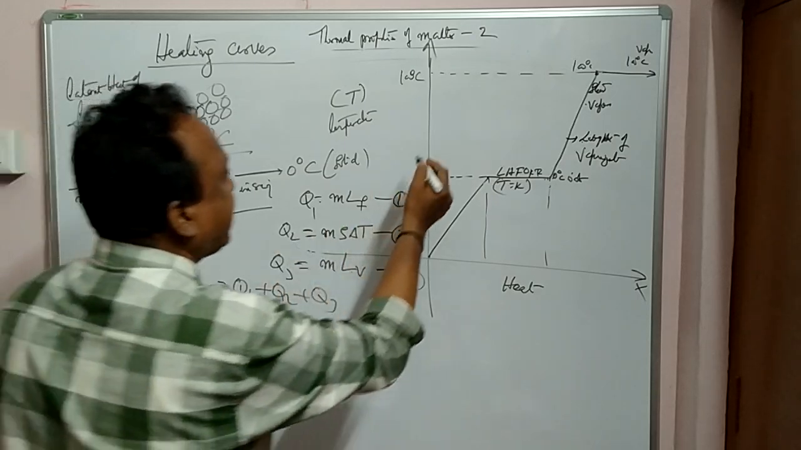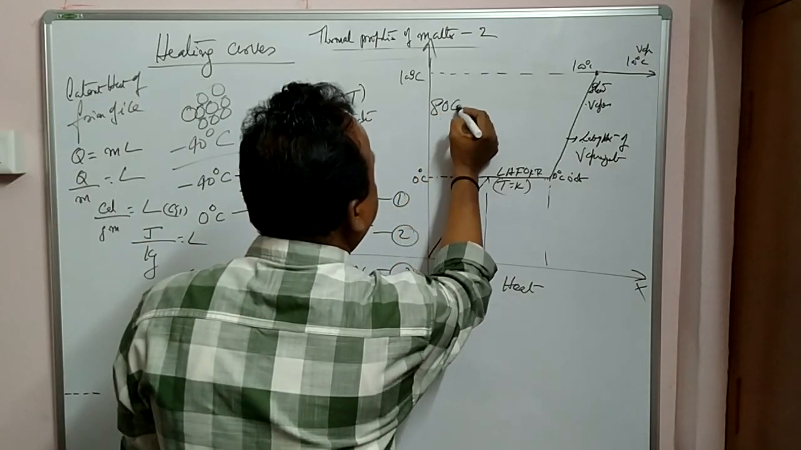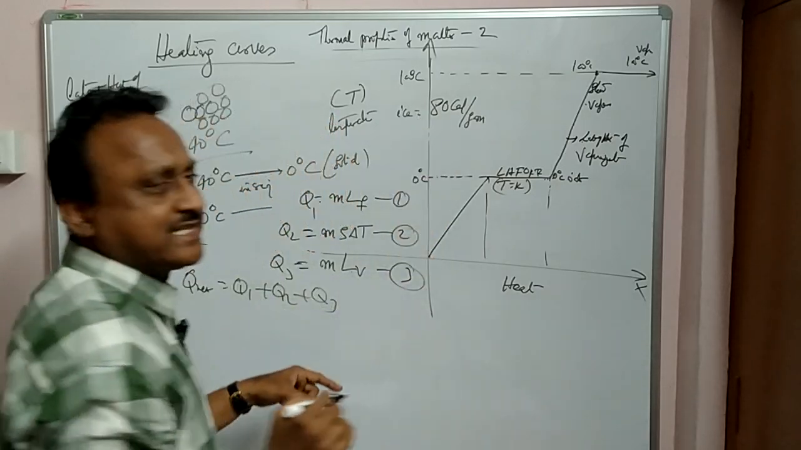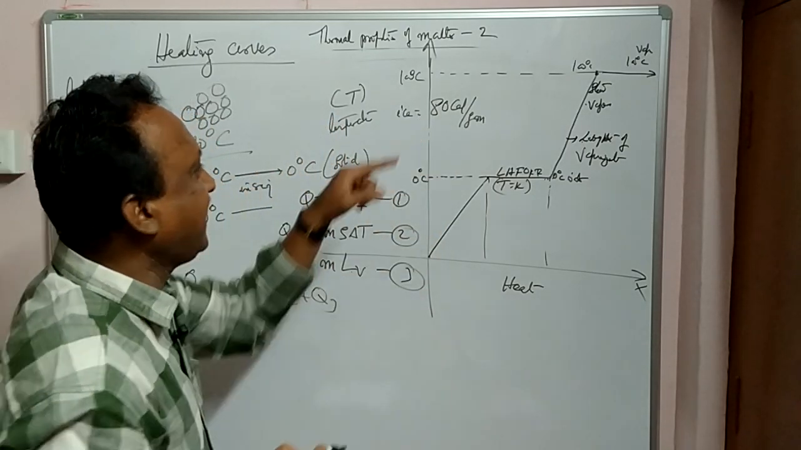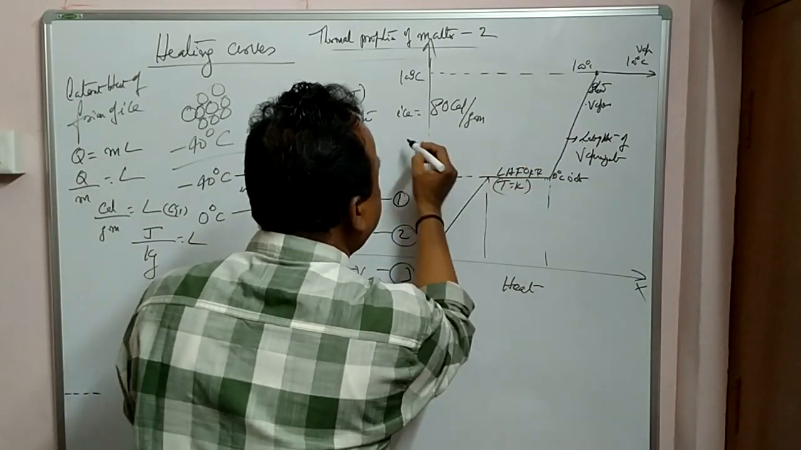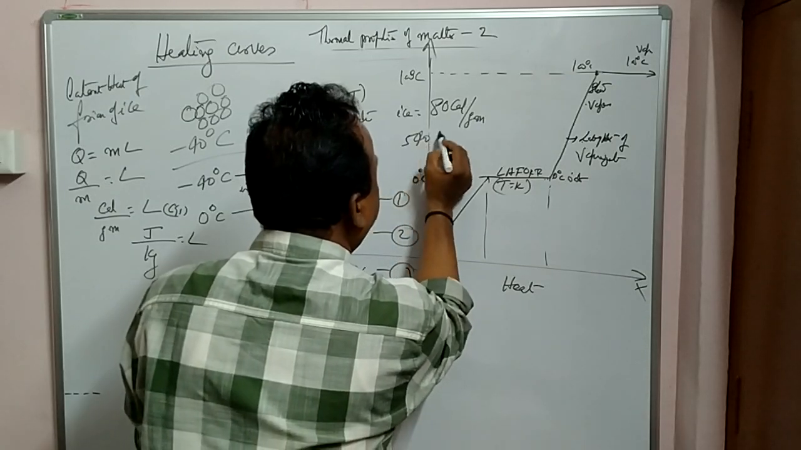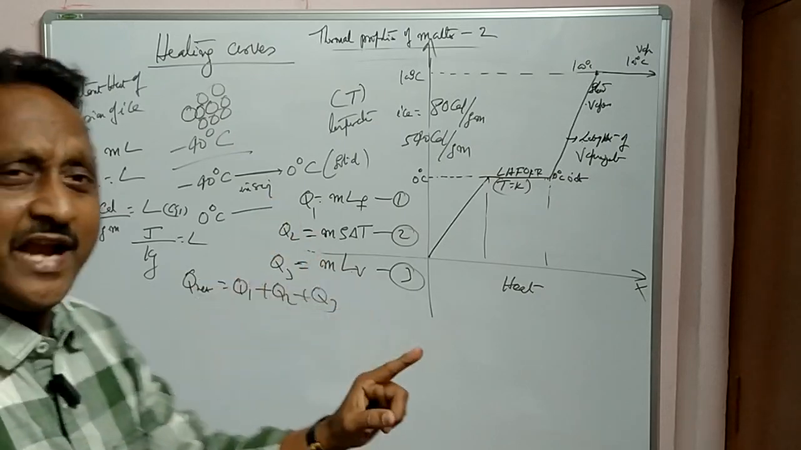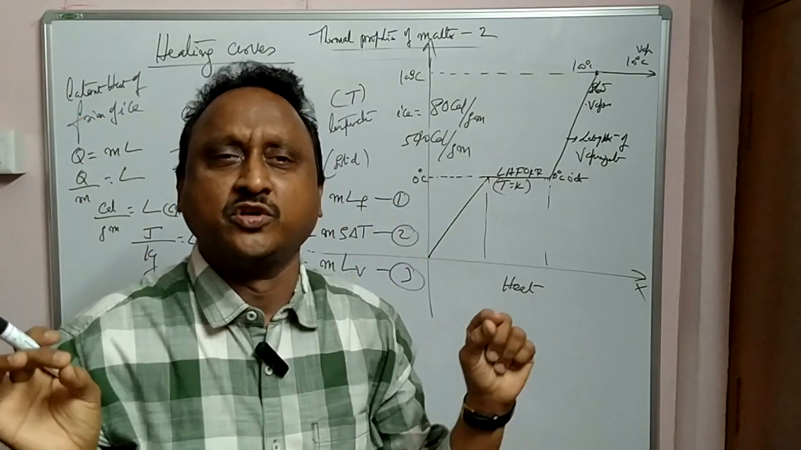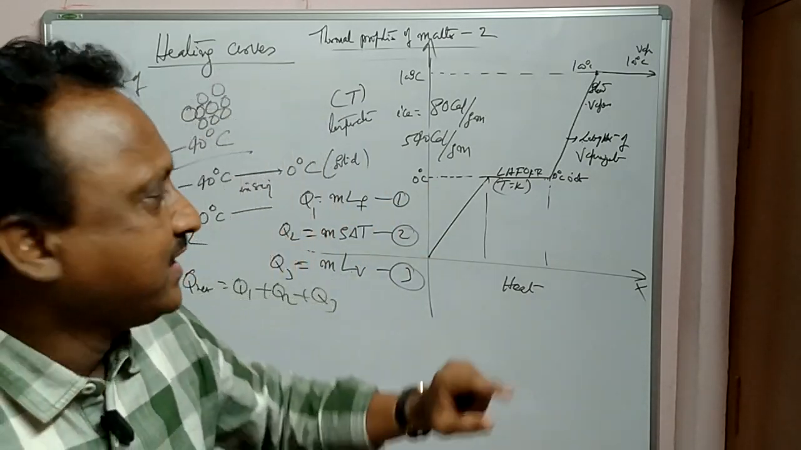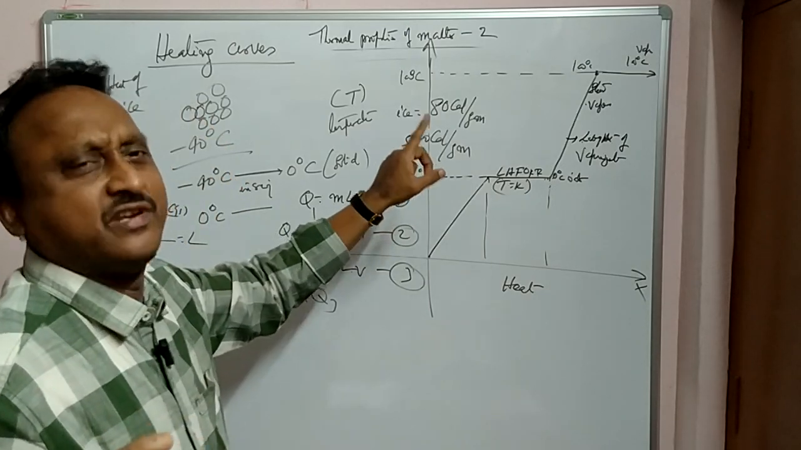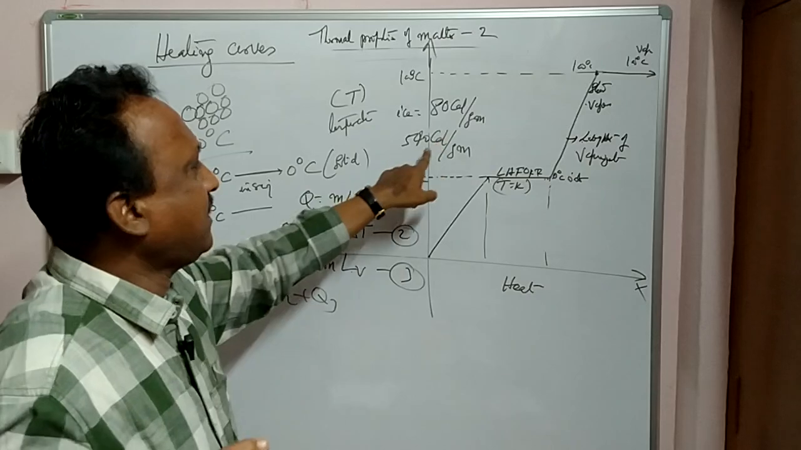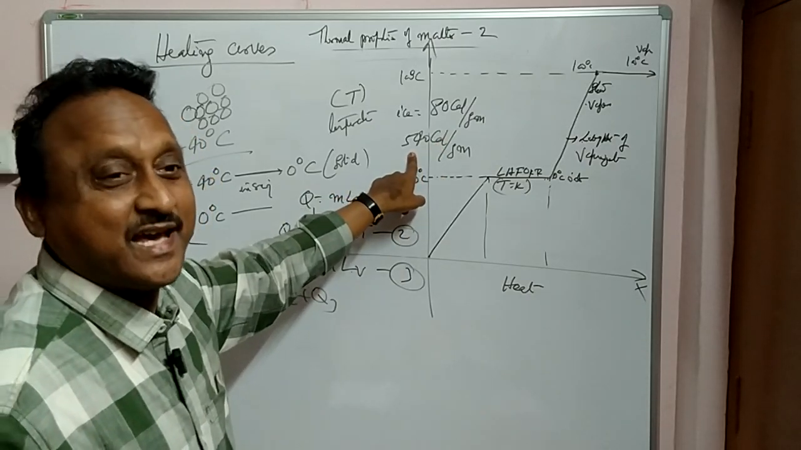So these values, take ice: 80 calorie per gram. What is it? Latent heat of fusion of ice, 80 calorie. And the latent heat of vaporization of water is how much? 540 calorie per gram. These values you have to remember for numerical problems. You have to remember these values; they will give them in the examination. Okay, what is the latent heat of ice? 80 calorie per gram. And the latent heat of vaporization of steam?